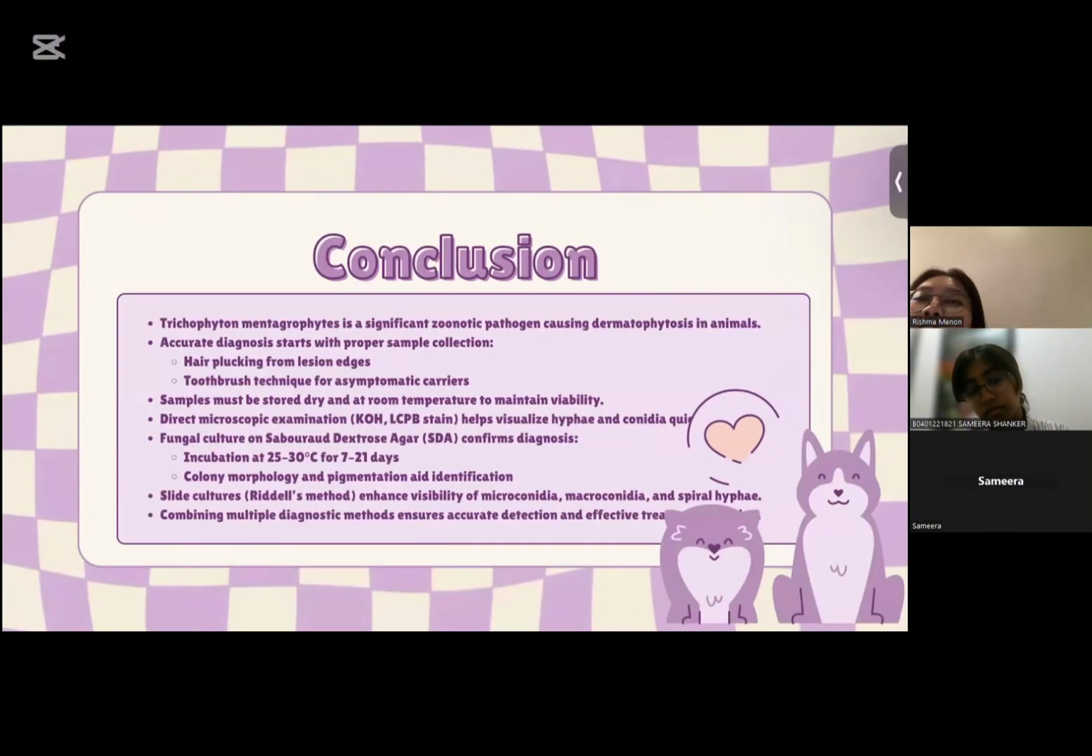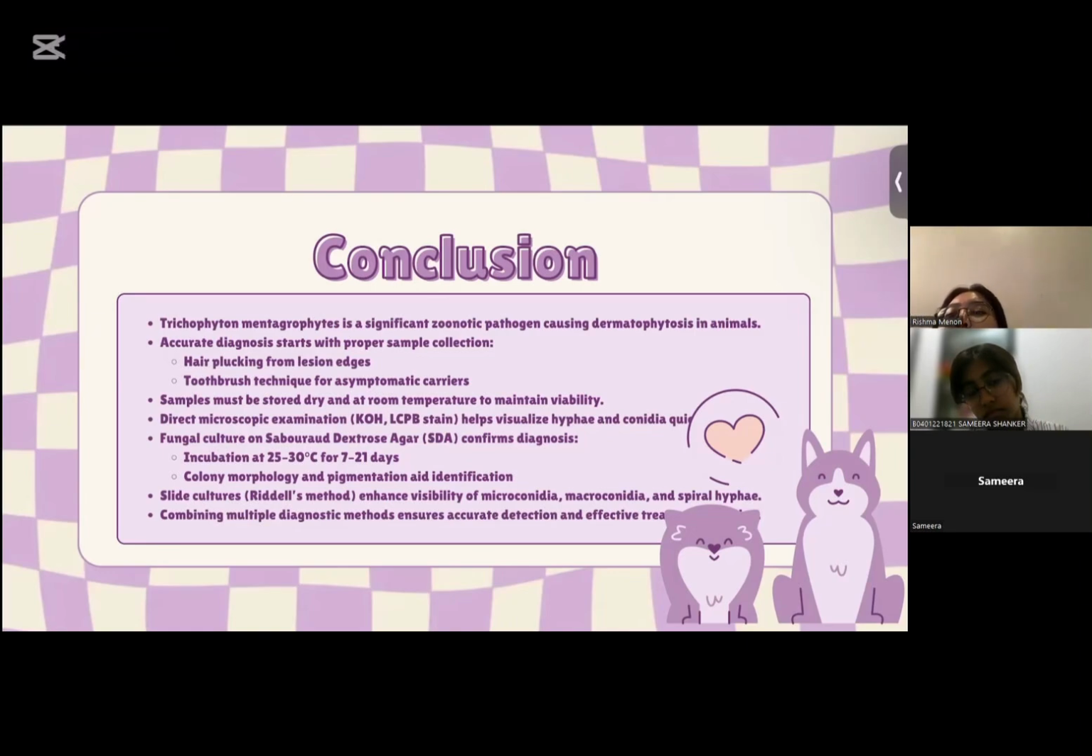So the conclusion is Trichophyton mentagrophytes is a significant zoonotic pathogen causing dermatophytosis in animals. Accurate diagnosis starts with proper sample collection, such as hair plucking or skin scraping from lesion edges. Or we can also use the toothbrush technique for asymptomatic carriers. Samples must be stored dry and at room temperature to maintain viability. And direct microscopic examination, such as KOH and LPCB stain, helps to visualize hyphae and conidia quickly.